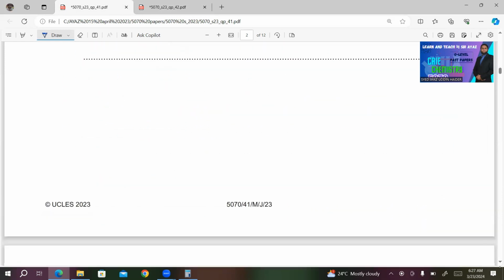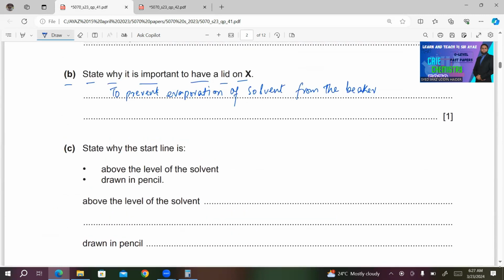C. State why the start line is above the level of the solvent and drawn in pencil. So the start line should be above the level of the solvent so that the dye does not dissolve off the paper into the solvent. And why are we using pencil to draw the start line? Because the pencil does not dissolve in the solvent.